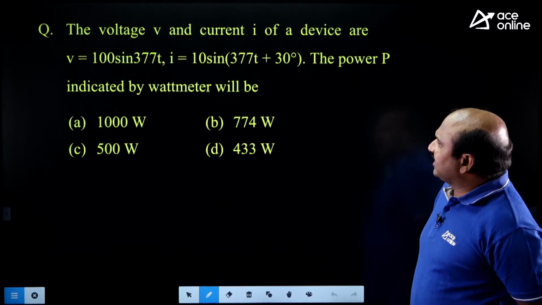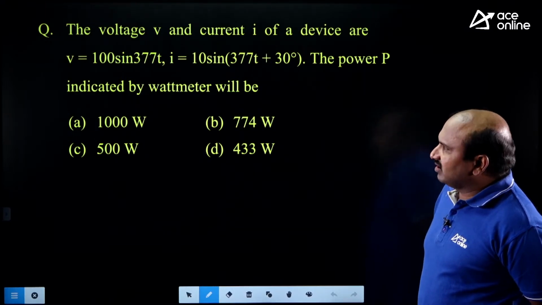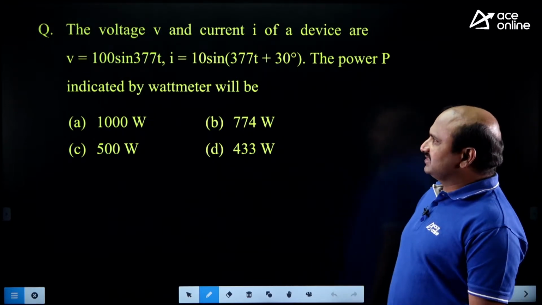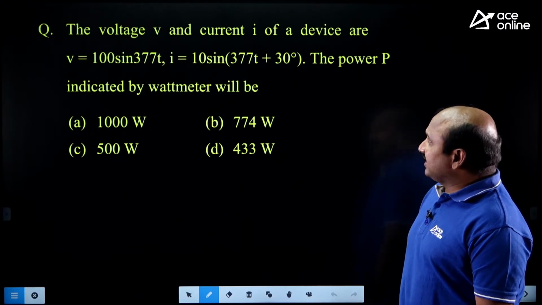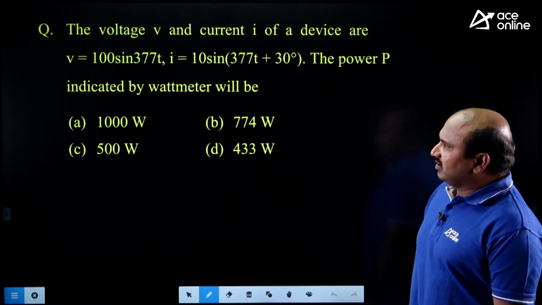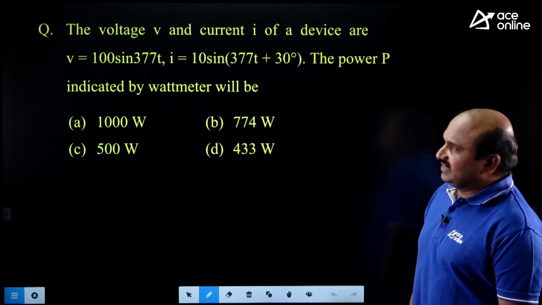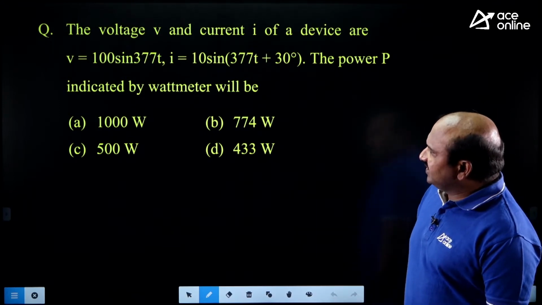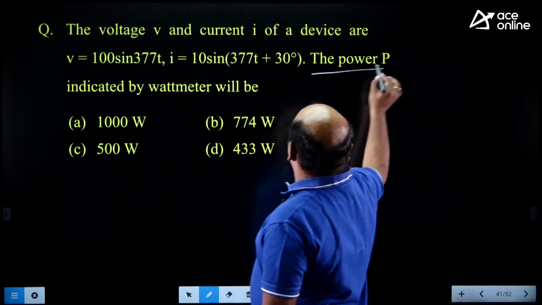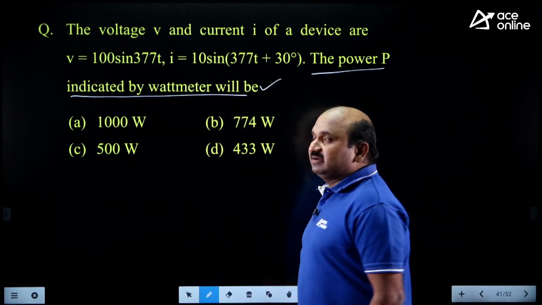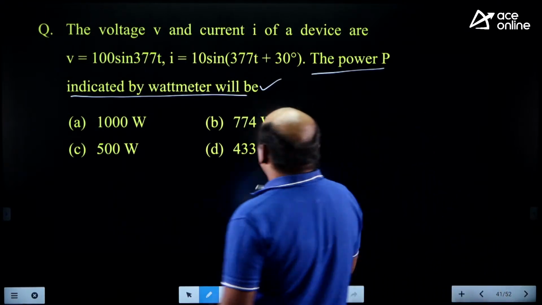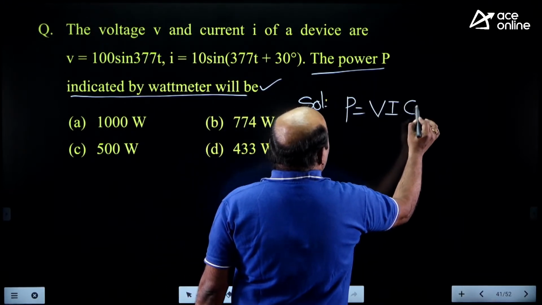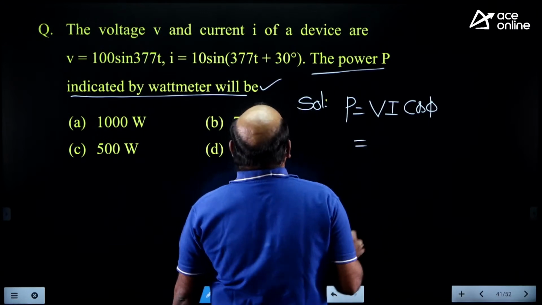The voltage V and current I of a device are V equal to 100 sin 370t, and I equal to 10 sin (370t plus 30 degrees). This question is under AC circuit analysis. Plus 30 means it is leading. Our power indicated by the wattmeter, the wattmeter reads what power? Active power. Active power means P is equal to VI cos phi.